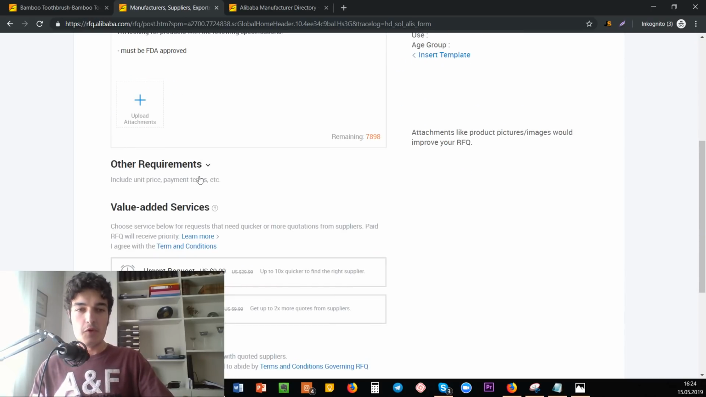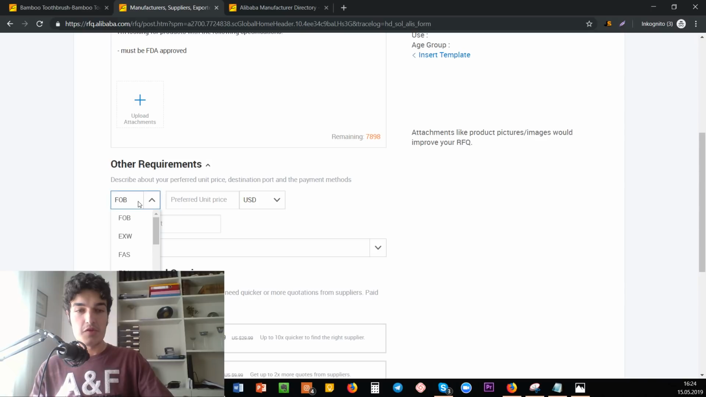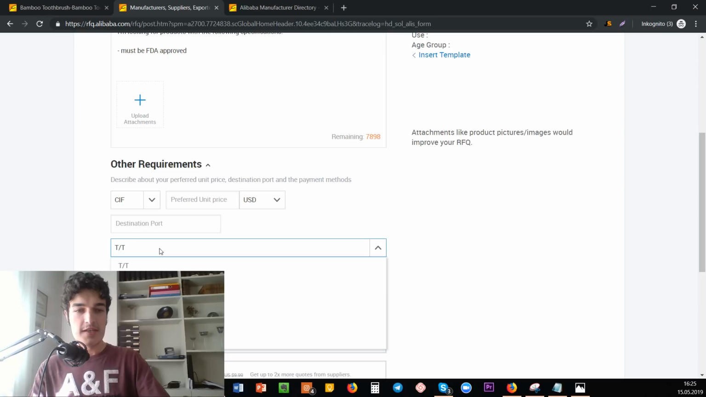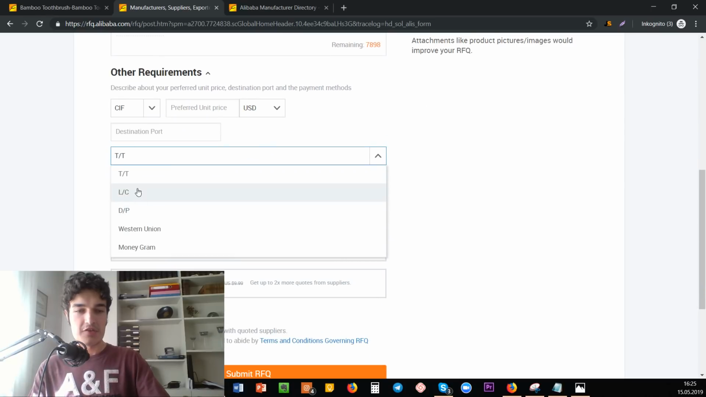Now, you can add some more requirements. You can add, for example, whether you want to send the product right to your place, which if you dropship, technically should be DDP, so delivered duty paid, instead of, for example, CIF, which means cost insurance freight. In this case, the product will be brought to your home destination port. So you have to deal with sending the product from the port to your place or to the customer and things like that. So you see here destination port already. And also you can make specification about the payment method.